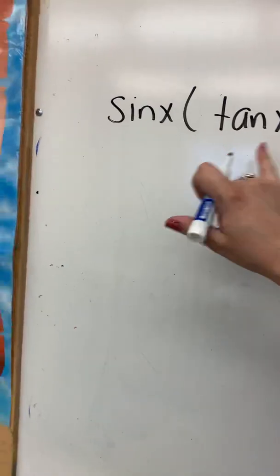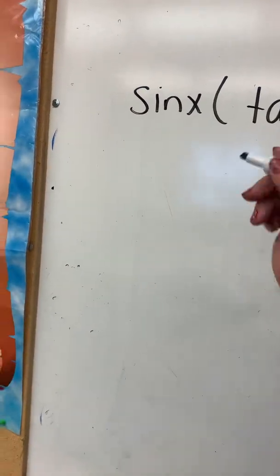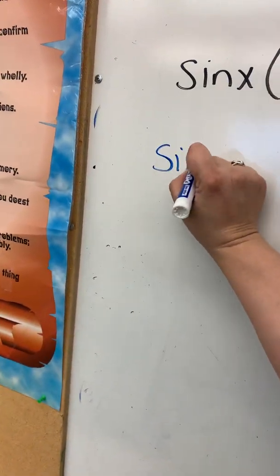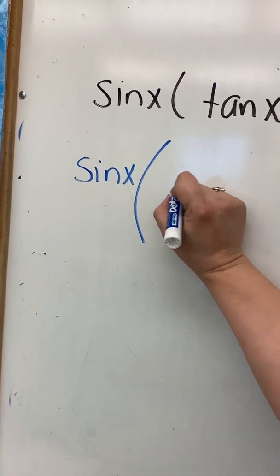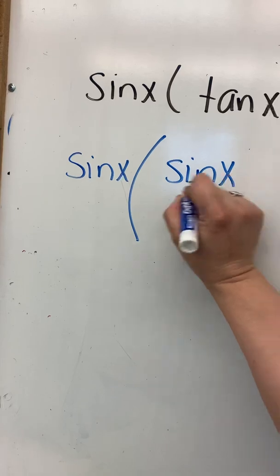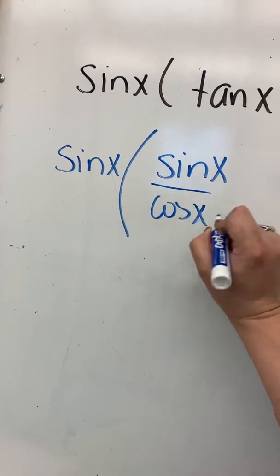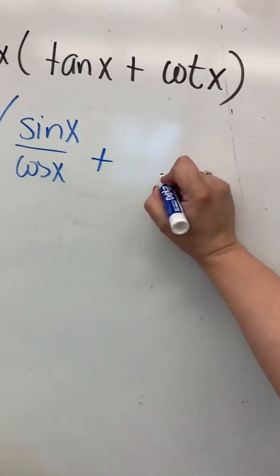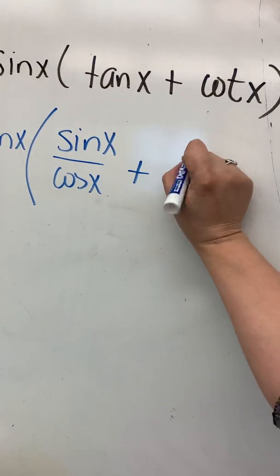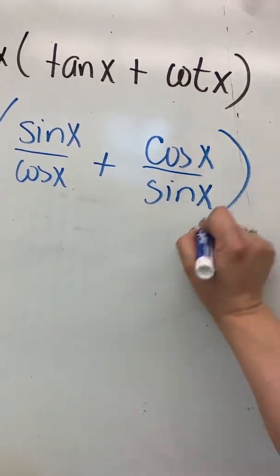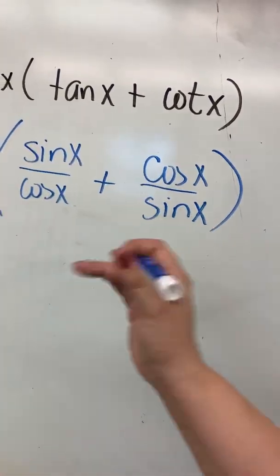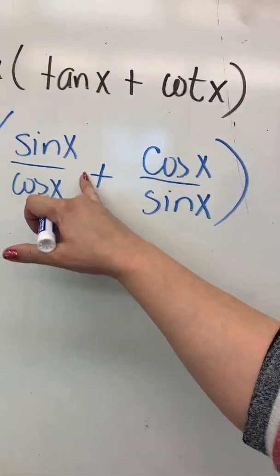All right, this one here. Tangent and cotangent. So I've got sine x. What's tangent? Sine over cosine. So change it. Sine over cosine. Is it sine over cosine? Yep. What's cotangent? Cosine over sine. So those cross cancel. From here, start simplifying. Let's distribute our sine through.